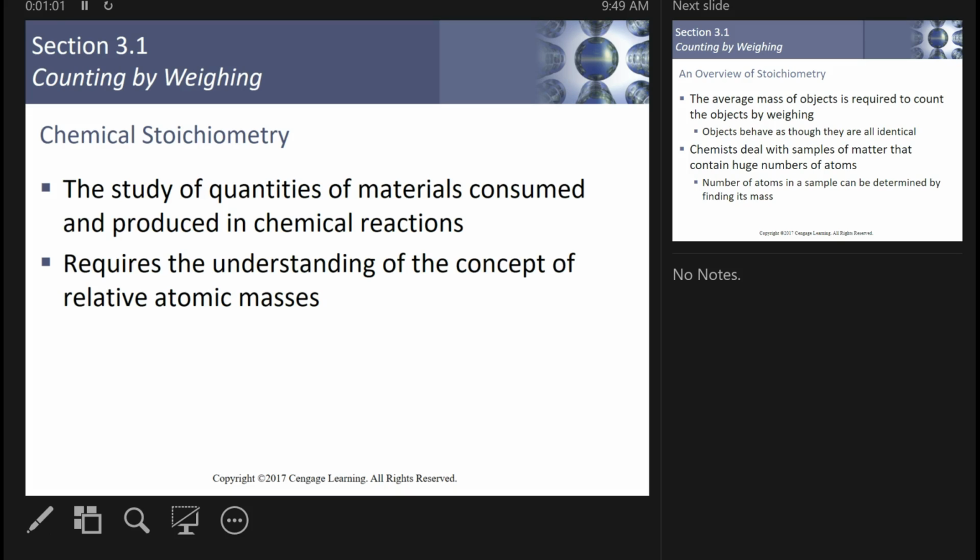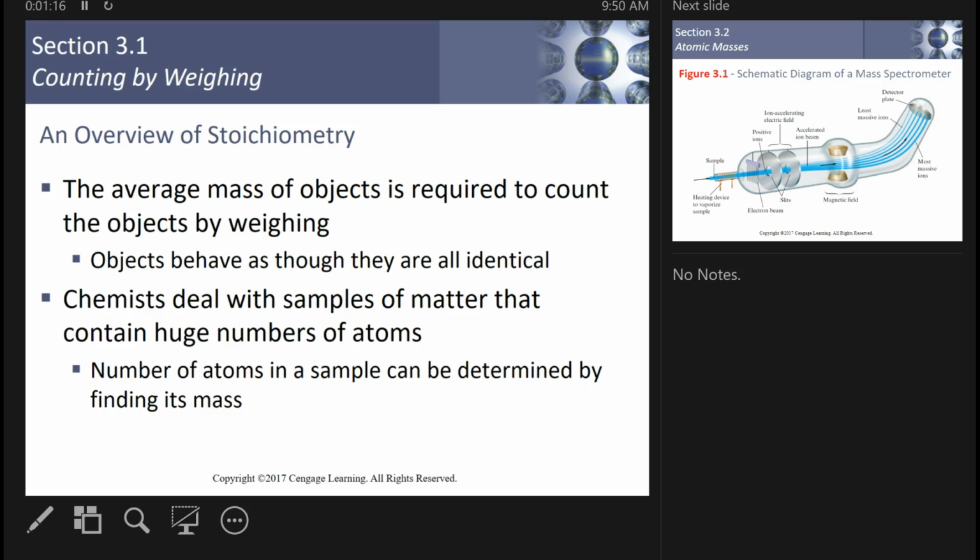And you can't count atoms, obviously. The only way to count atoms is by mass. You have to take the mass of your atoms. So, we're going to study the quantities. Yeah, we'll do all that. Okay? So, we'll talk about how the average mass of the objects is required to count, right? And a chemist deals with samples of matter.